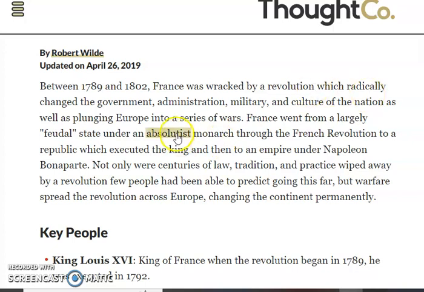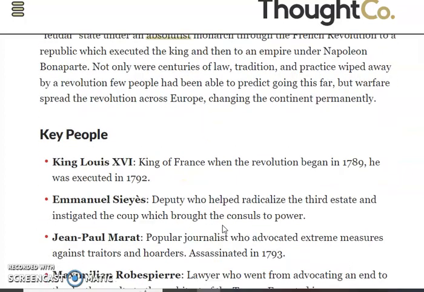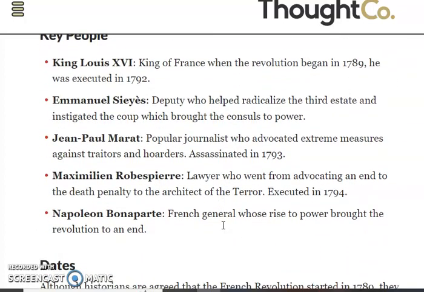Key people: King Louis XVI. He was King of France when the revolution began in 1789, and he was executed in 1792. Emmanuel Sieyès, deputy who helped to radicalize the Third Estate. That would be pretty much everybody, the bourgeoisie, the middle class, and the peasantry or the poor. He instigated the coup that brought the consuls to power.